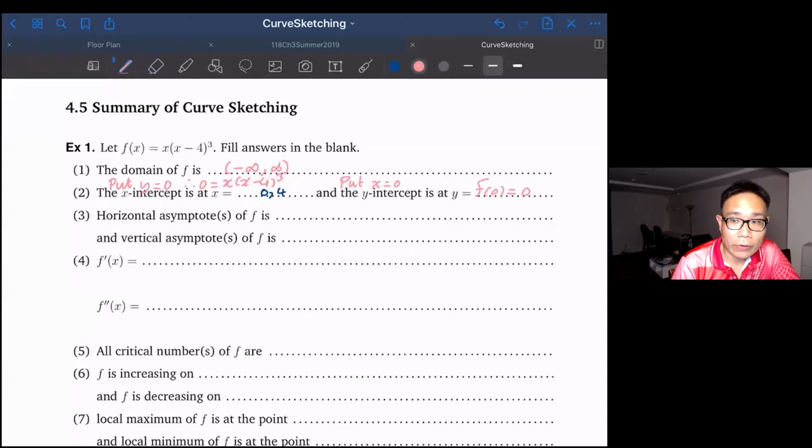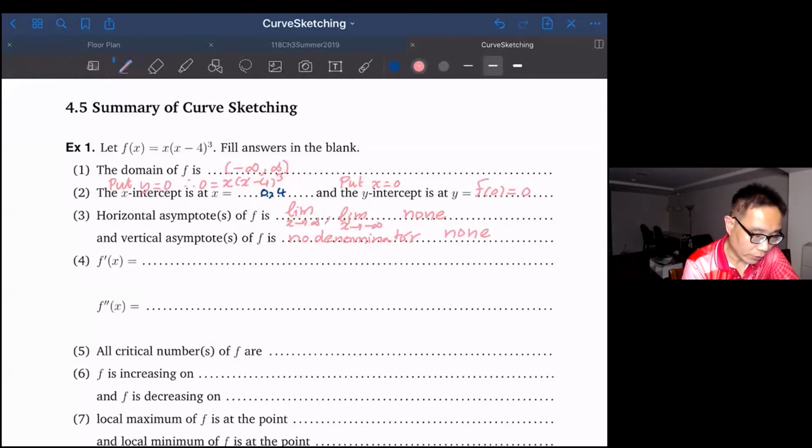For the horizontal asymptote, if you find the limit as x goes to infinity and as x goes to negative infinity, the limit does not exist. So in this case, it's none for this one, so you do not have a horizontal asymptote. For the vertical asymptote, in this case you have no denominator, so you also have none for the vertical asymptote.